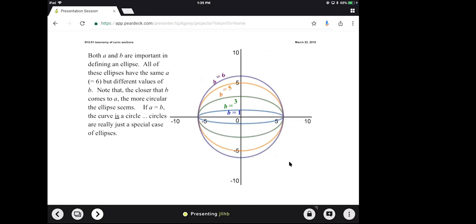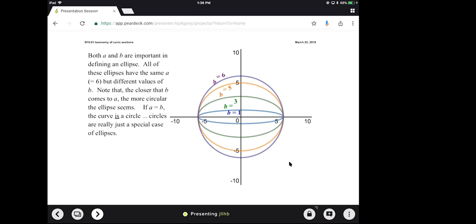So right here I have ellipses, all of which have semi-major axis A, with different values of the semi-minor axis. And you can see that as B gets closer to A, the ellipse gets closer and closer to being a circle. It gets less and less squished. And if A equals B, then we get an actual circle. So there really aren't circles, they're really just special cases of ellipses.